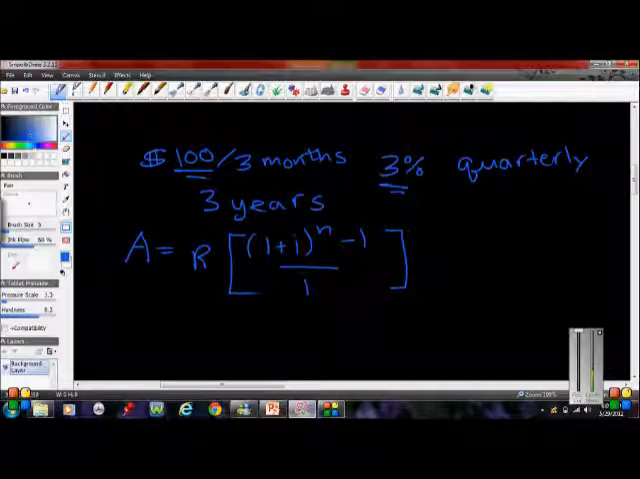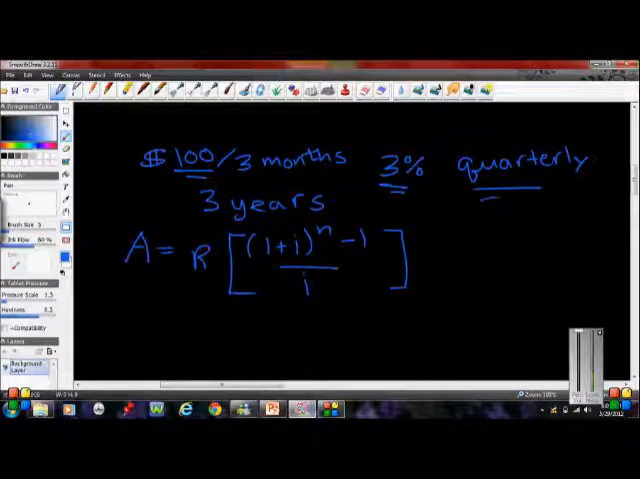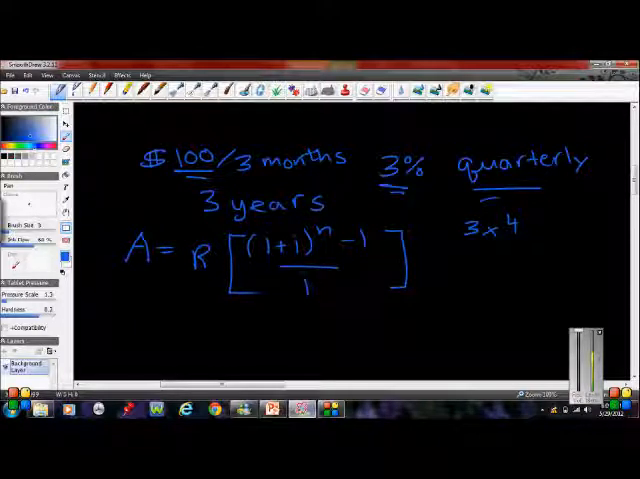But it's a little more complicated than just 3 years, because your compounding periods are not 3 years. Why? Because your money is being compounded quarterly, not yearly. So what do you do to this 3? You multiply it by 4, because it's 4 times per year. However, now you have to account for that in the interest as well.